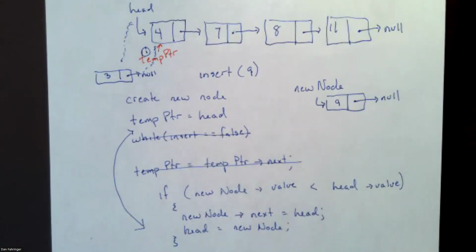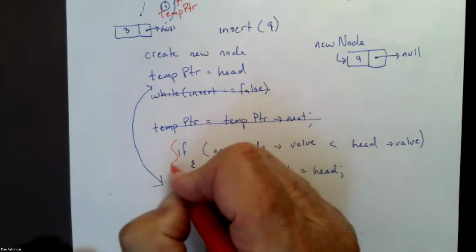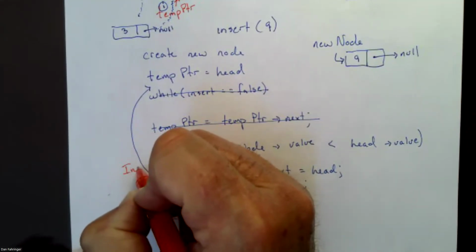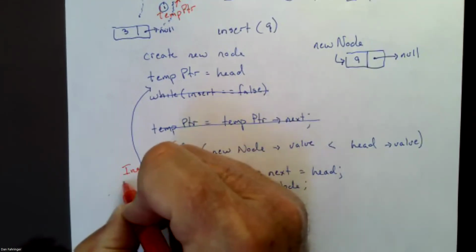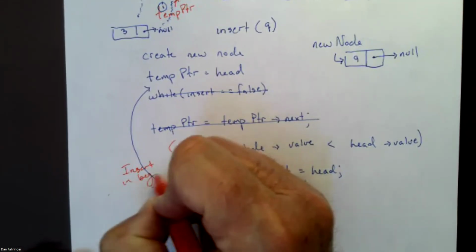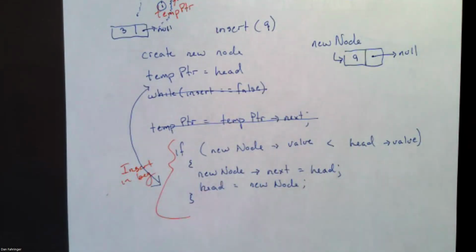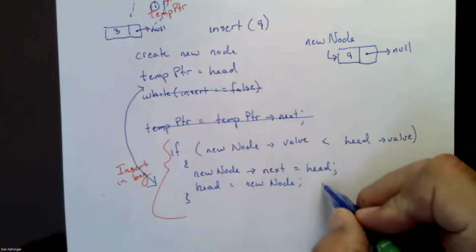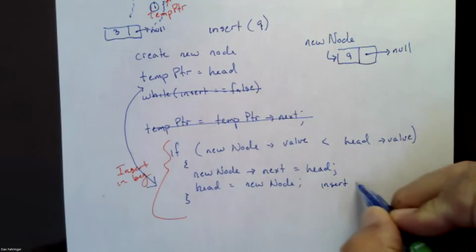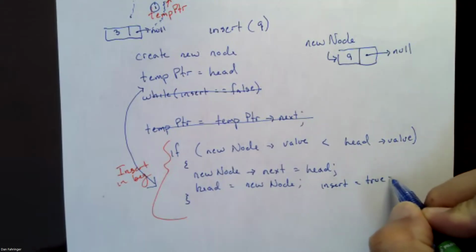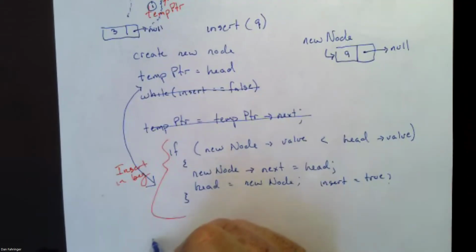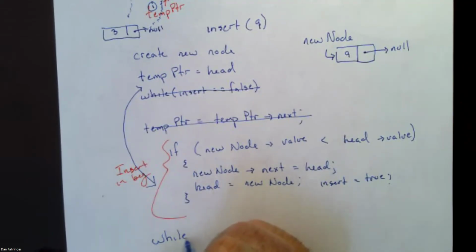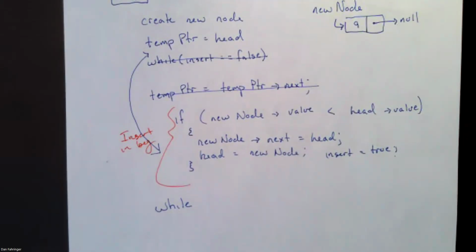What did I just do? I just did insert in the beginning. I may even need to throw something in here that says we were able to insert it. Insert equals true. Because remember, the next thing we were going to do is get into that while loop, meaning we didn't find it yet.